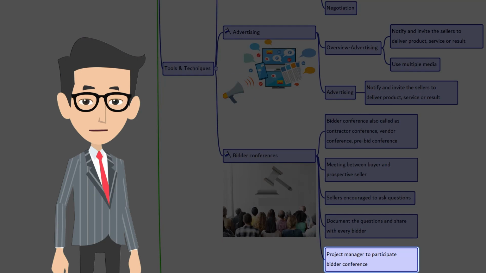There are a few things the project manager needs to watch out for in the bidder conference, such as collusion. Sellers are not asking questions in front of the competition. Making sure all questions and answers are put in writing and issued to all potential sellers by the buyer as addenda to the bid documents. This is to ensure that all the sellers are responding to the same procurement statement of work.